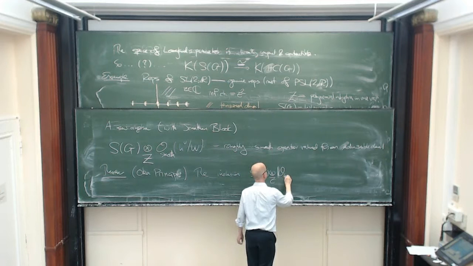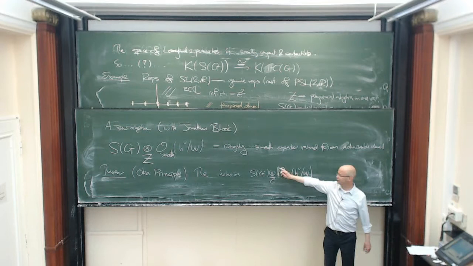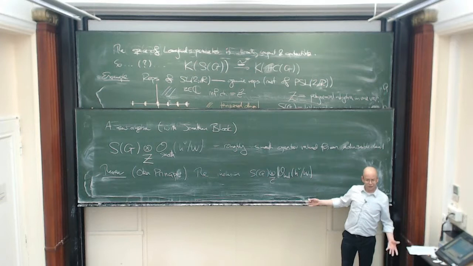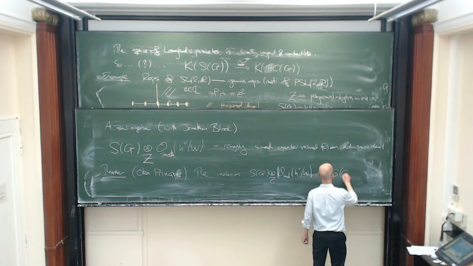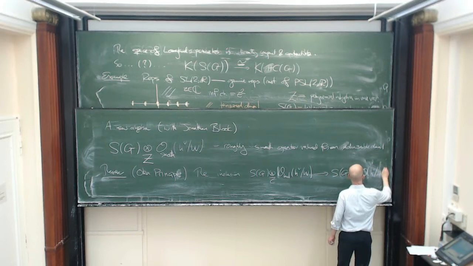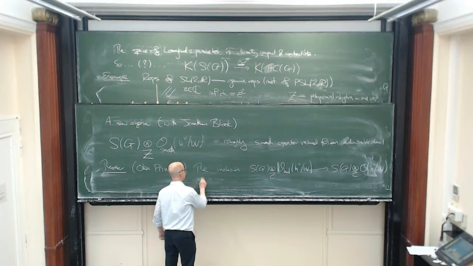Suppose instead of tensoring with the C-infinity functions, suppose I just tensored with the holomorphic functions. Well, this isn't really doing anything at all, because these were already holomorphic functions. And if I tensor holomorphic functions with holomorphic functions, I just get the holomorphic functions. It's a fact that this thing is basically, not exactly, but basically the same thing as S(G) itself. Whereas this thing is wildly different. But they have the same projective modules, or rather, the inclusion induces an isomorphism on K-theory.